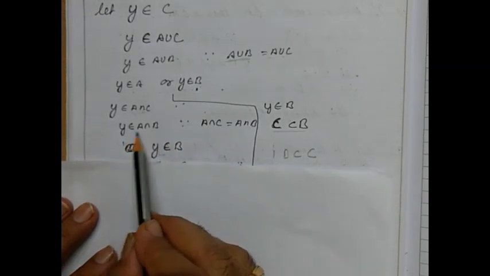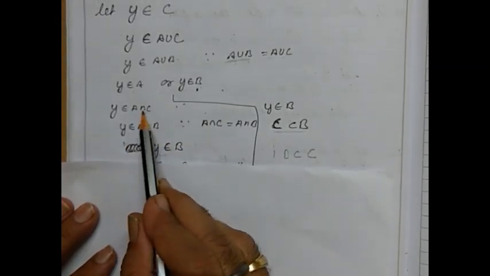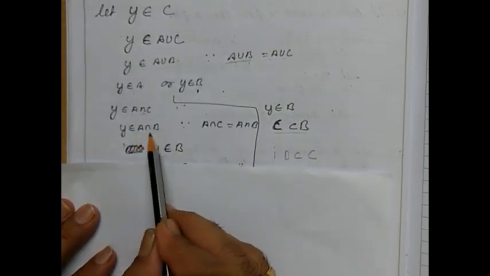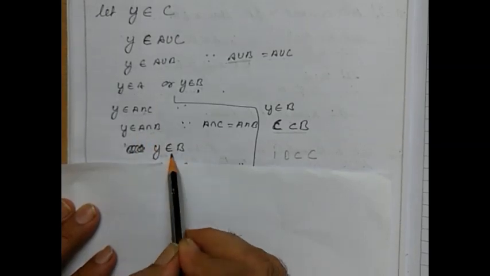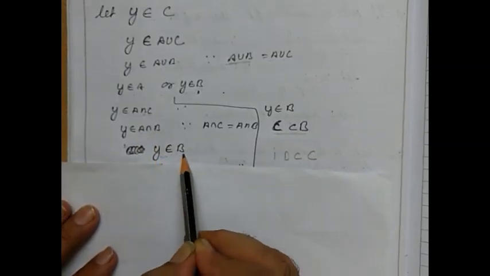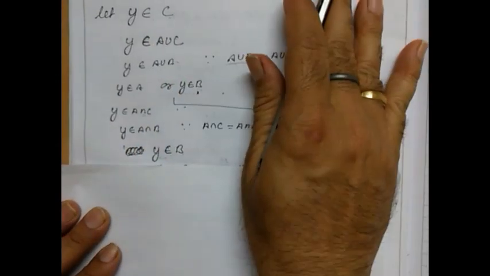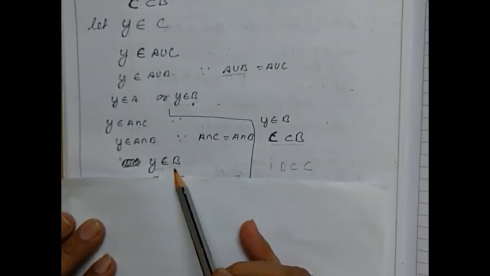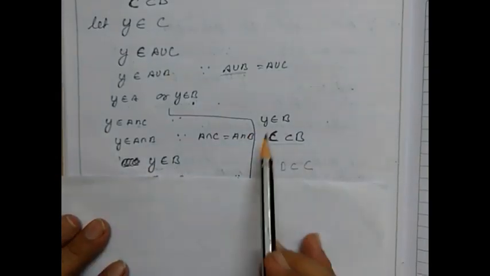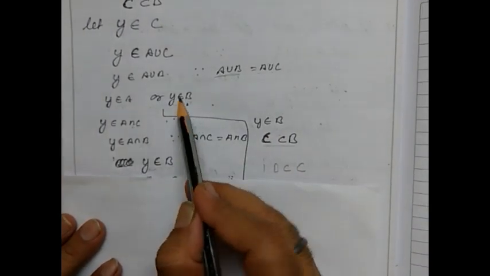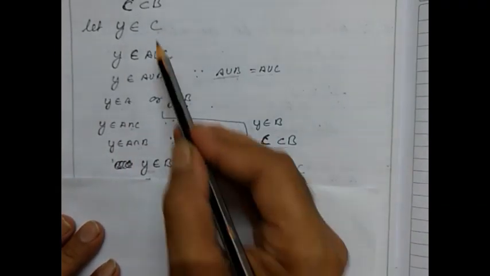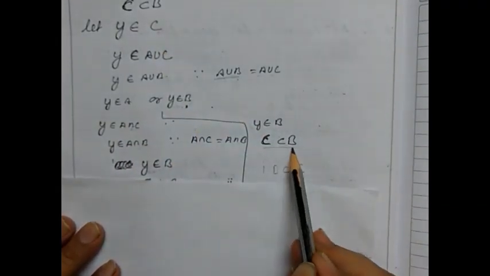Clear? So when it belongs to this, we can say that Y belongs to B. When it belongs to A intersection C, and this is the condition, it will belong to A intersection B. Then if it belongs to A, it will belong to B also. So we can say here Y belongs to B. So when Y belongs to C, and here we say Y belongs to B, then C is a subset of B. Clear? And here we have got the condition that Y belongs to C and Y belongs to B, so C will be a subset of B. Clear?